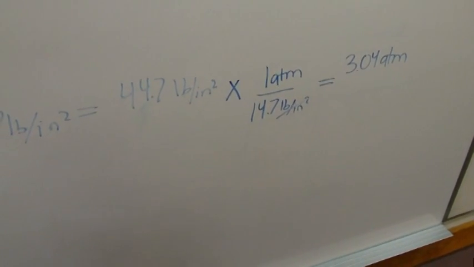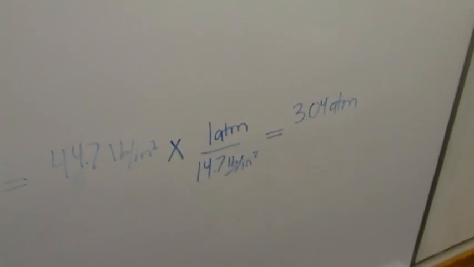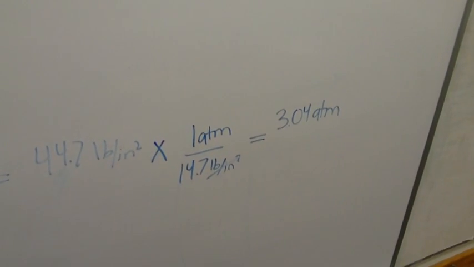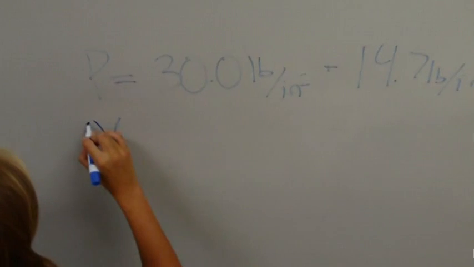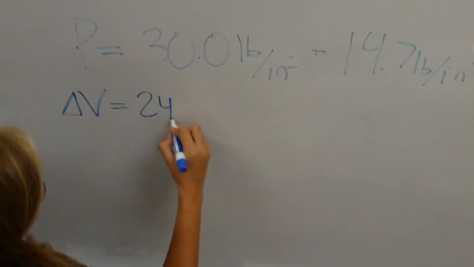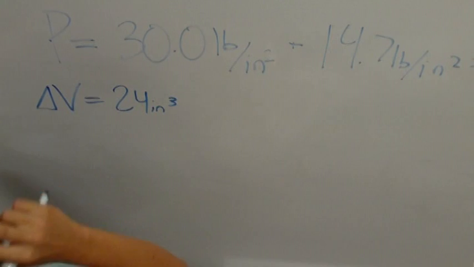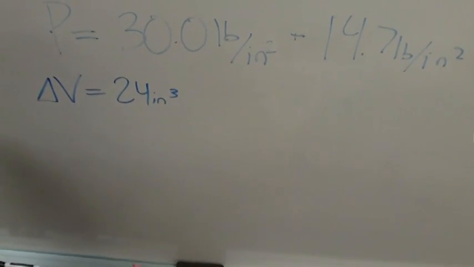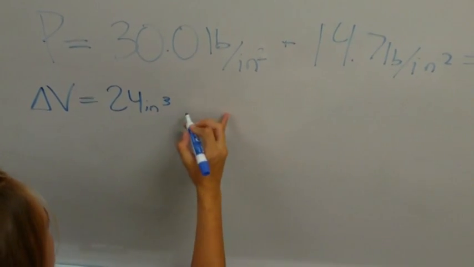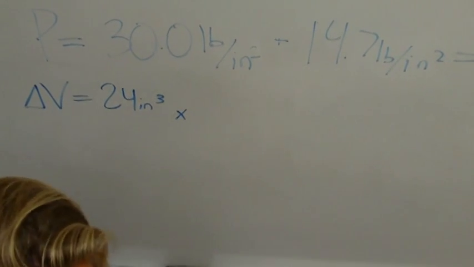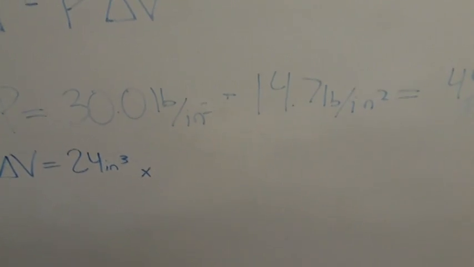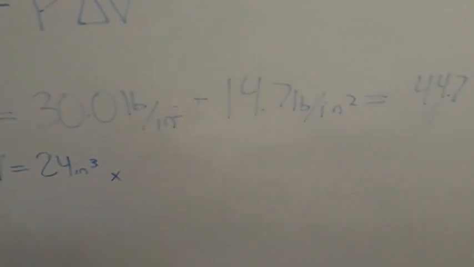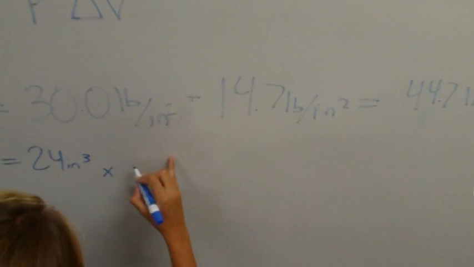So now we need to get our change in volume. They told us that it was 24 inches cubed. I'm going to come back over here on our volume. 24 inches cubed. We're going to use our inches to centimeters conversion. Those conversions are all in the book too, in your appendixes. I think they're in the front and the back actually. So it's going to be 2.54 centimeters per inches cubed.